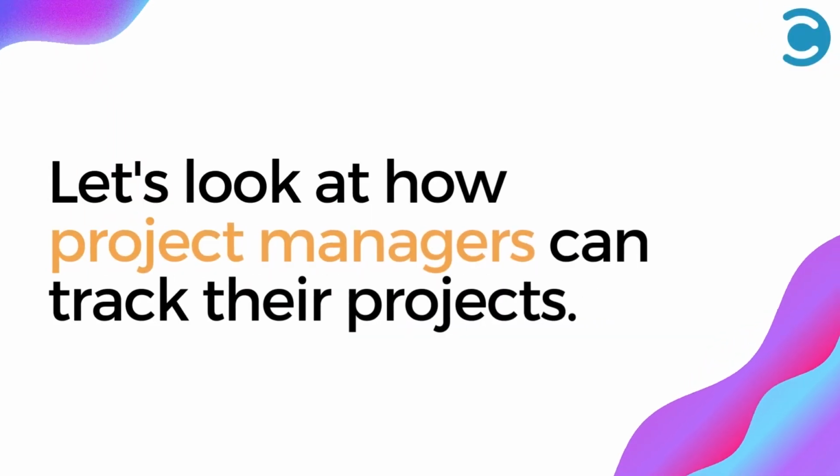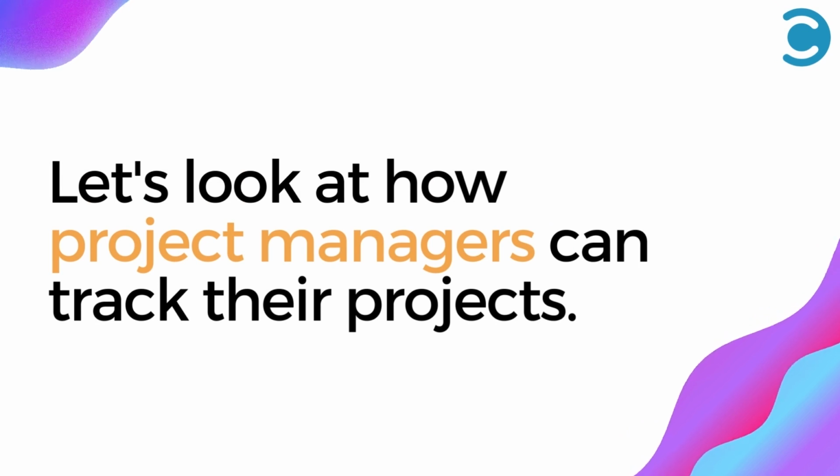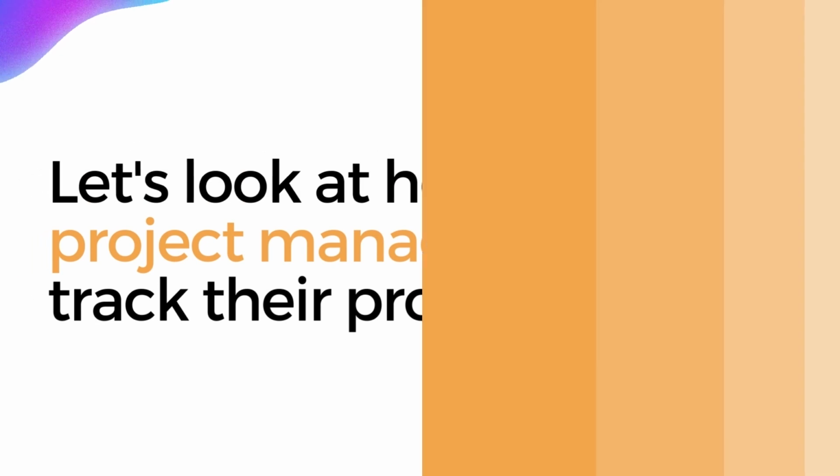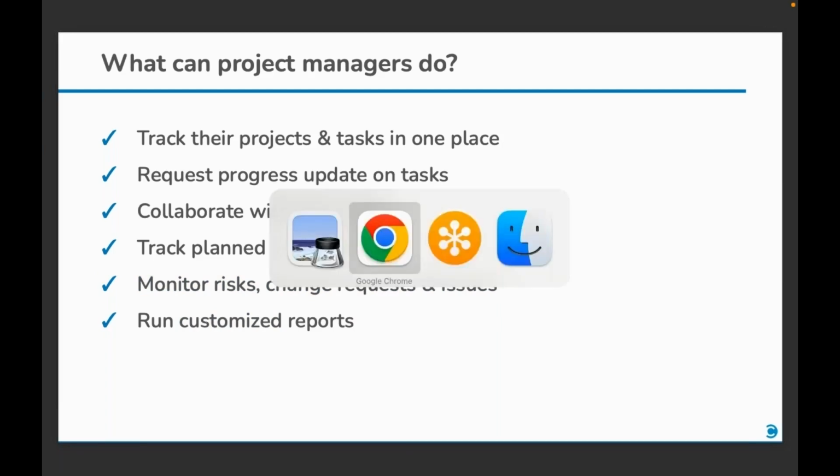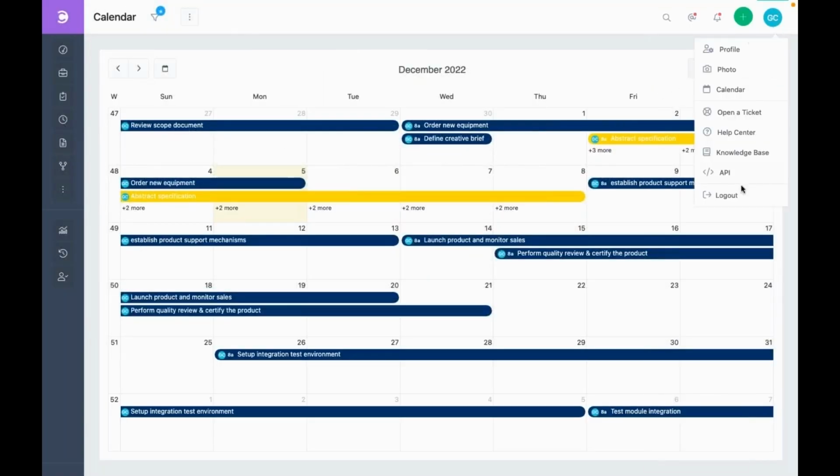Let's now see how Celoxis helps project managers in tracking. In Celoxis, a project manager can track their projects and tasks in one place, request progress update on tasks, collaborate with their team, track the plan versus actual, monitor risks, change requests, issues, and other business processes that you would use spreadsheets for, and also run customized reports. Let's now log in as Andrew, our project manager.